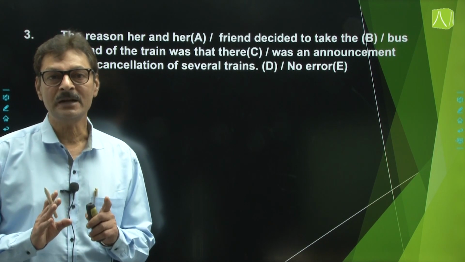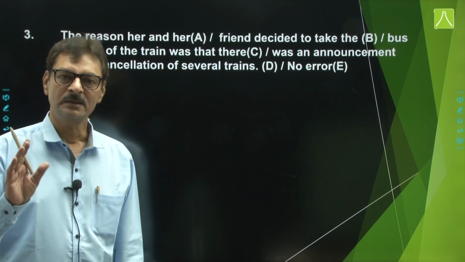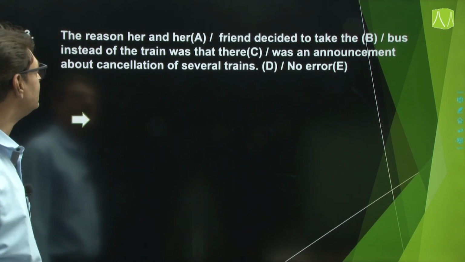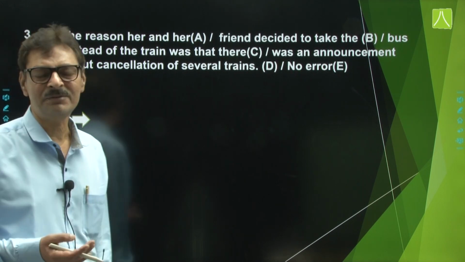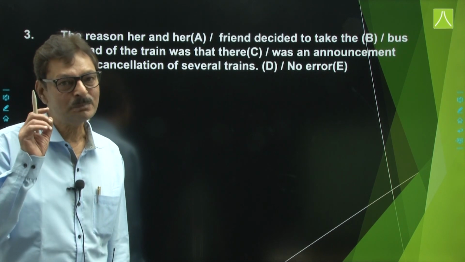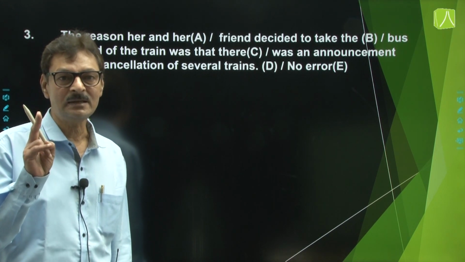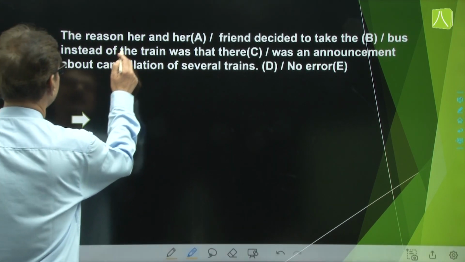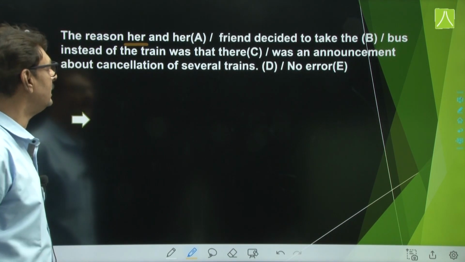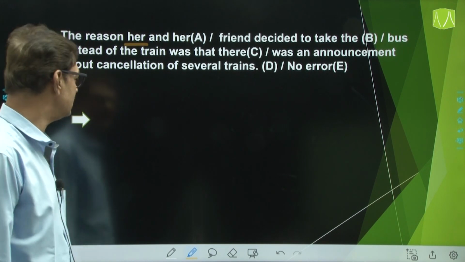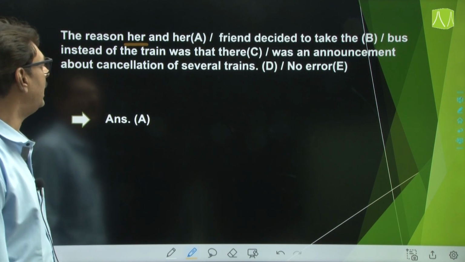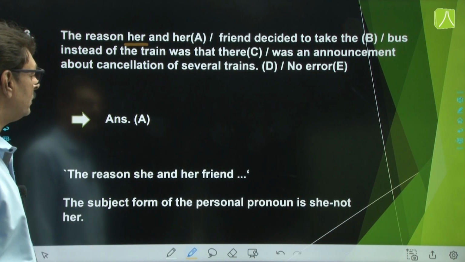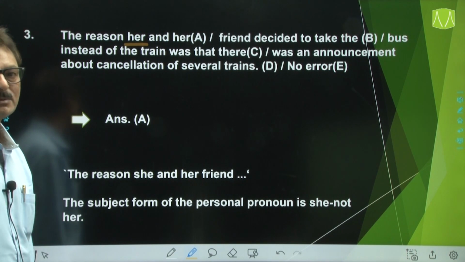Friends, don't be scared of a long sentence. Sentence बड़े long हो गए, but the error will be easy. Now if you read this, the reason her and a friend, the reason her and a friend. Yes, ये जब पढ़ोगे, you know this thing is pinching. The subject is missing. इसके अंदर the subjective case should be used, not the objective case. तो यहाँ पे mistake कहाँ पर है? The reason her and a friend is incorrect. The reason she and a friend, ये है correct answer यहाँ पे. So the error is in part A. And the reason she and a friend, the subject form of the personal pronoun is she and not her. Yes, the explanations for all of you.